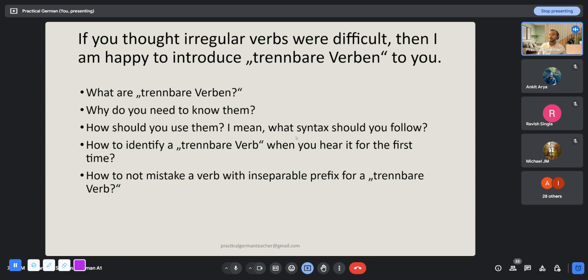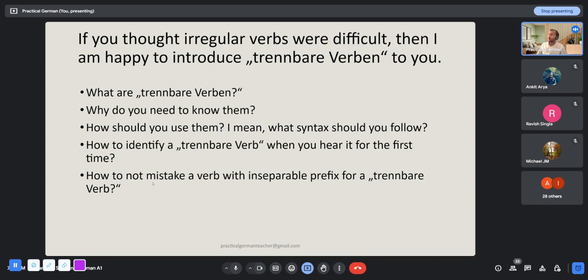Then how should you use them, like which syntax you should follow, how the sentence structure changes, where the verb is, where the subject is, and so on. And how do you identify a trennbare verb when you hear it for the first time? Teachers really like to teach you this. I think it's utterly useless. I mean, it's not useless, but you should not put so much energy on this. The idea is that when somebody is saying a sentence, how do you know whether that verb is separable or not? I'll tell you how you can identify that.